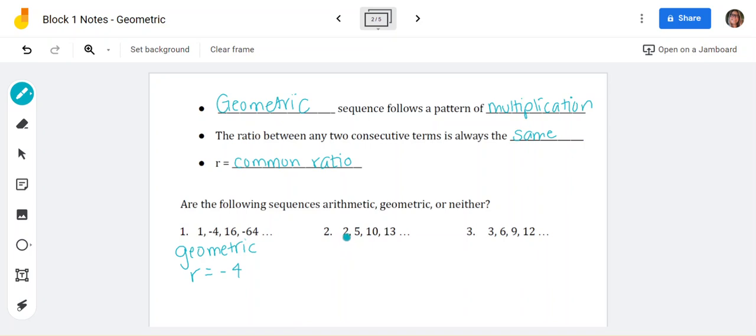So there's no way to multiply, well, there's a way, but we go from 2 to 5 to 10 to 13. Well, 5 to 10, that's either times 2 or plus 5. Well, 2 times 2 does not give us 5, and 2 plus 5 doesn't give us 5. 10 times 2 doesn't give us 13, and 10 plus 5 doesn't give us 13 either, so this would be neither.